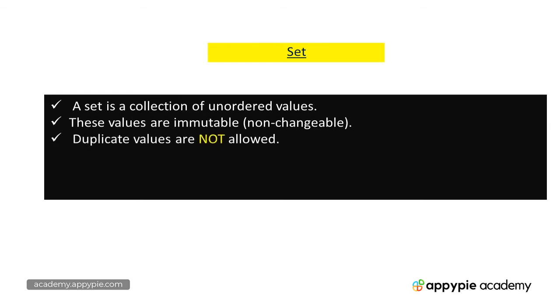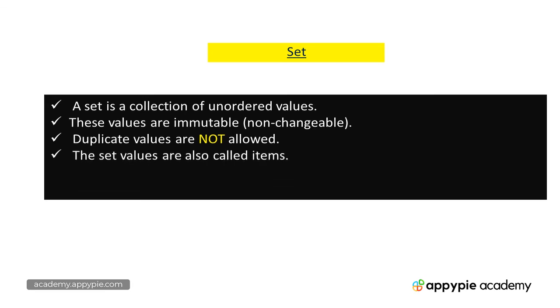Duplicate values are not allowed. Now this point is very important, because as far as lists and tuples are concerned, we are allowed to have as many duplicate values as we want. But in a set, the values ought to be unique.